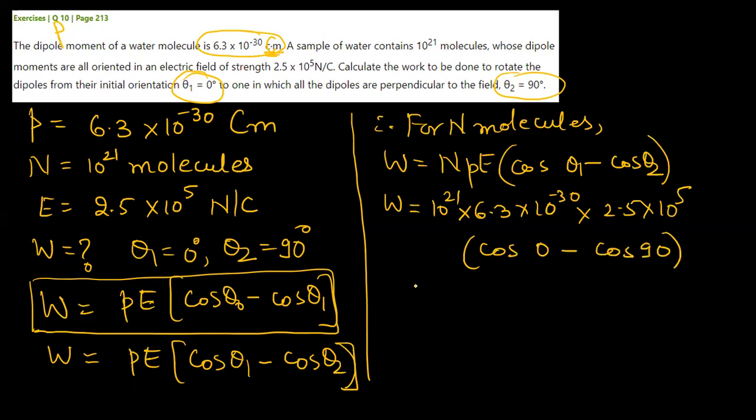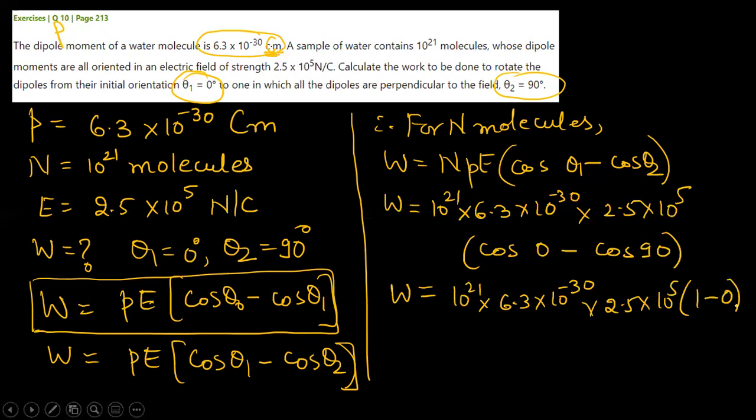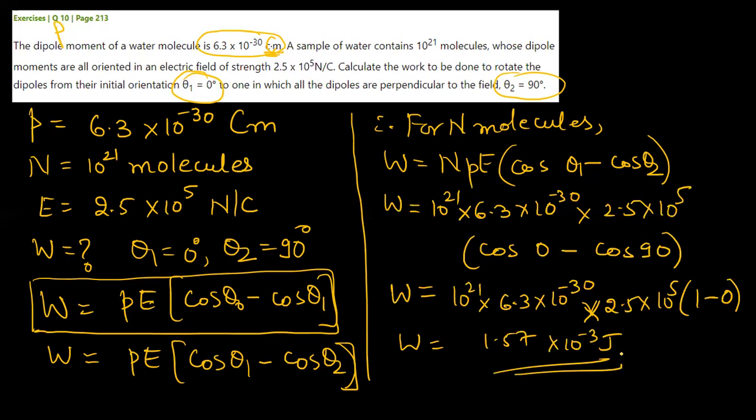So W will be equal to 10 raised to 21 into 6.3 into 10 raised to minus 30 into 2.5 into 10 raised to 5 into (1 minus 0), since cos 0 is 1 and cos 90 is 0. When you solve this, you get the answer for the work done, that is 1.57 into 10 raised to minus 3 joule.